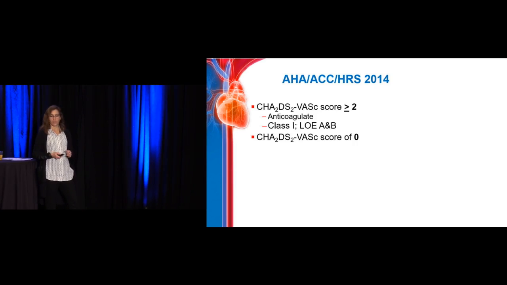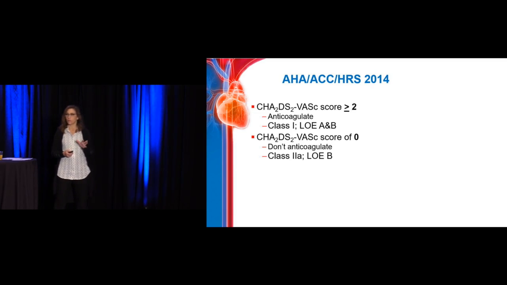Let's take a look at what some of the guidelines tell us. Again, this is a consensus statement from 2014. CHA2DS2-VASc score is greater than or equal to 2, anticoagulate. That's pretty straightforward. If your CHA2DS2-VASc score is 0, don't anticoagulate. That's pretty straightforward. And that's the nice thing about the CHA2DS2-VASc score. If your score is 0, we don't have to worry about anticoagulation for you.